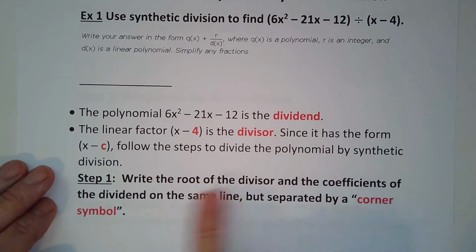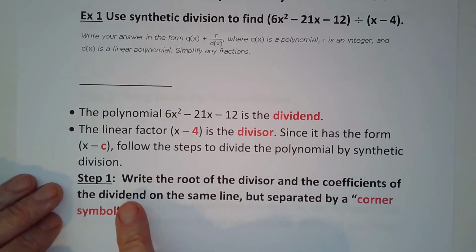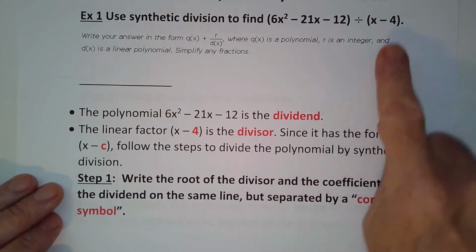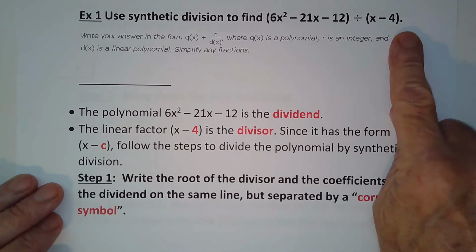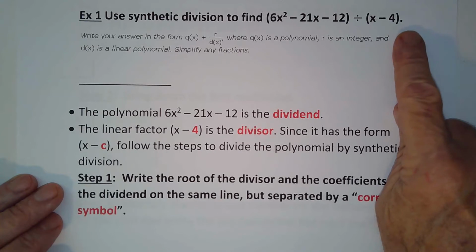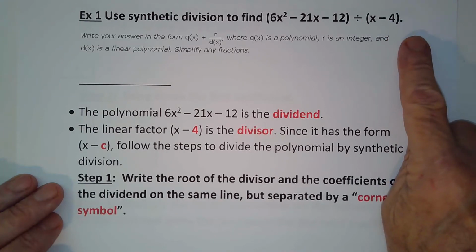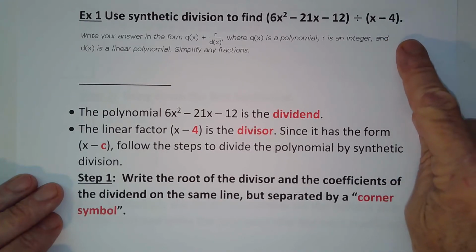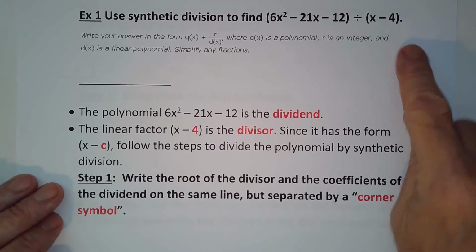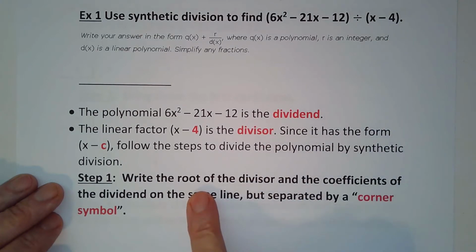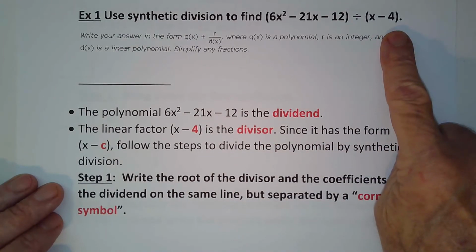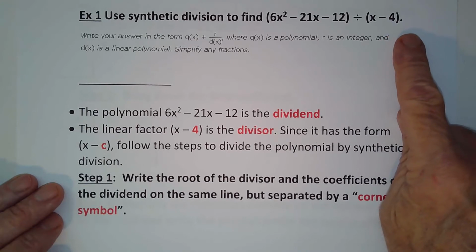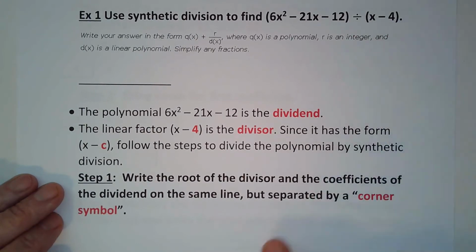So now let's follow the steps for polynomial synthetic division. The first step is to write the root of the divisor. If I take x minus 4 and solve for 0, adding 4 to both sides, I get x equals 4, and 4 is the root of the divisor. That's what x is when y equals 0, because we set x minus 4 equal to 0 whenever we're doing factors.